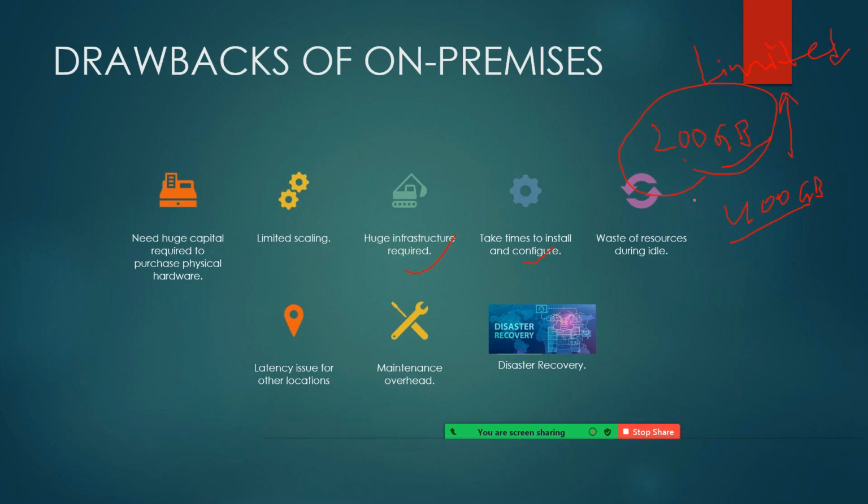The waste of resources during idle. For example, let's say you purchase 200 GB storage, but unfortunately you are using only 100 GB. So what about the remaining 100 GB? Today you purchase 100 servers, but your usage is only 50 servers. What about the remaining 50 servers? They are wasted.